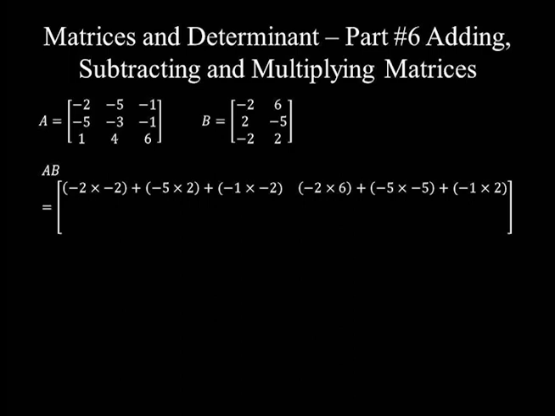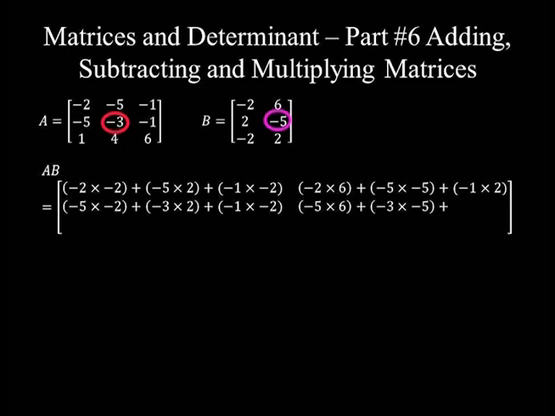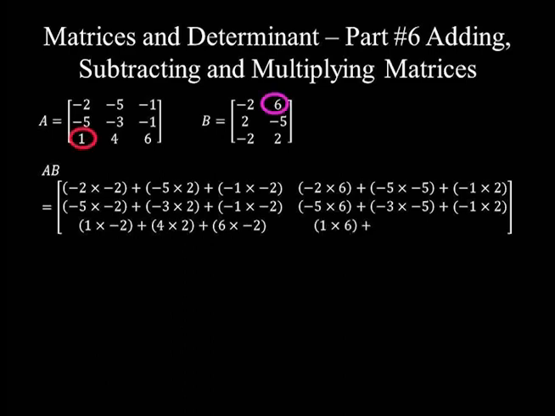For row 2, column 1, that's row 2 of matrix A times column 1 of matrix B equal to -5 times -2 plus -3 times 2 plus -1 times -2. Row 2 of A times column 2 of B equal to -5 times 6 plus -3 times -5 plus -1 times 2. In moving to row 3 of matrix A, row 3 of matrix A times column 1 of matrix B equal to 1 times -2 plus 4 times 2 plus 6 times -2. Row 3 of matrix A times column 2 of matrix B equal to 1 times 6 plus 4 times -5 plus 6 times 2.